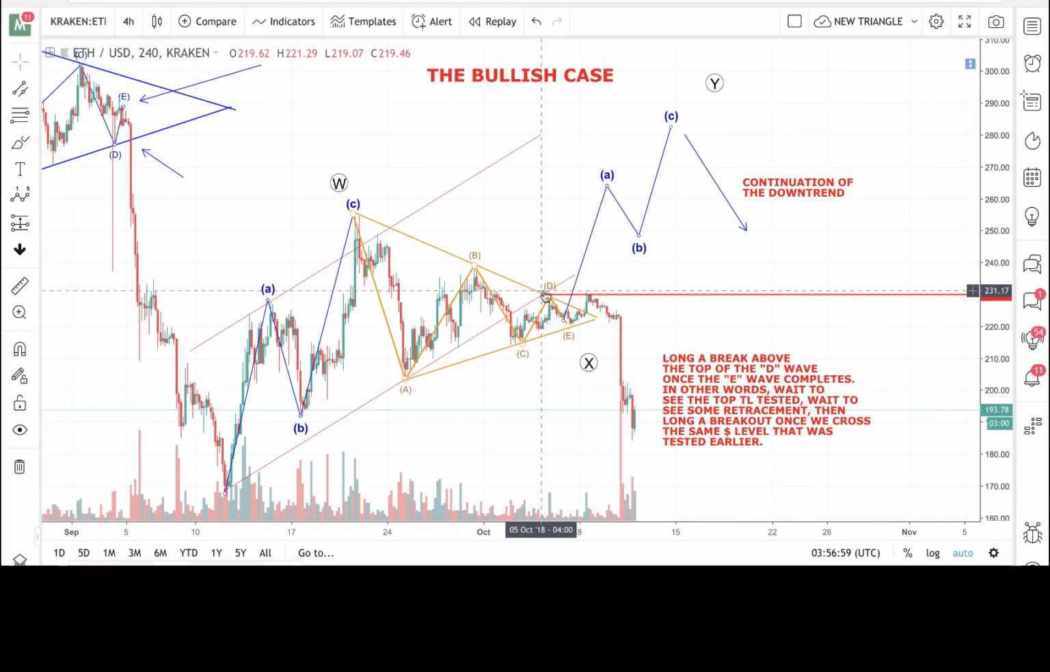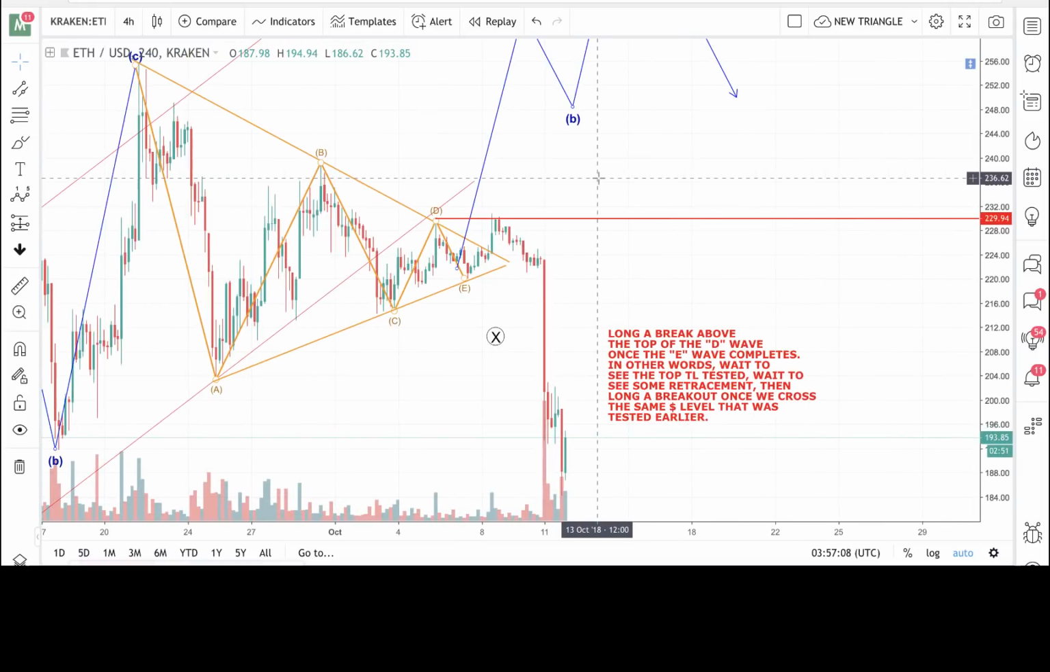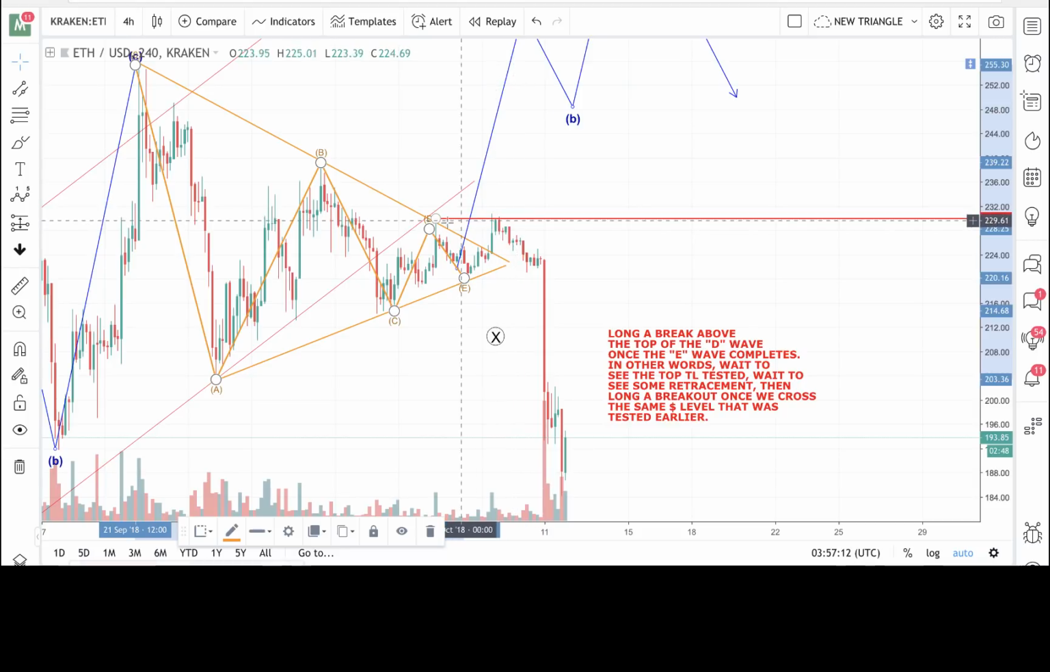So if you keep in mind on the bullish case, I said wait for a tap off this top trend line, wait for the retracement, and then long a break above. So very interesting what happened here. So I had set some orders once we dipped down here. I set some long orders above this last high because I was following my own rules.